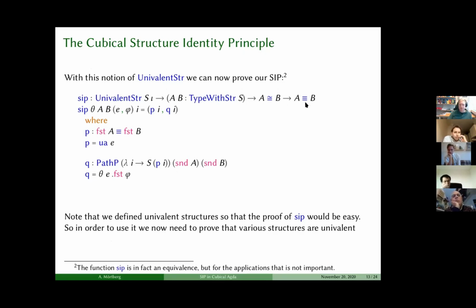So we're defining a path in a sigma type. So it's going to be a pair. And the first part is UA of E, and the second part is just extracting the thing we need from the assumption. This might look a little silly because we solve the problem by just defining it away or assuming what we need, right? So we just push the problem away. Because now, to prove this, we need to know that things are univalent structures. So that's really where the problem is now.